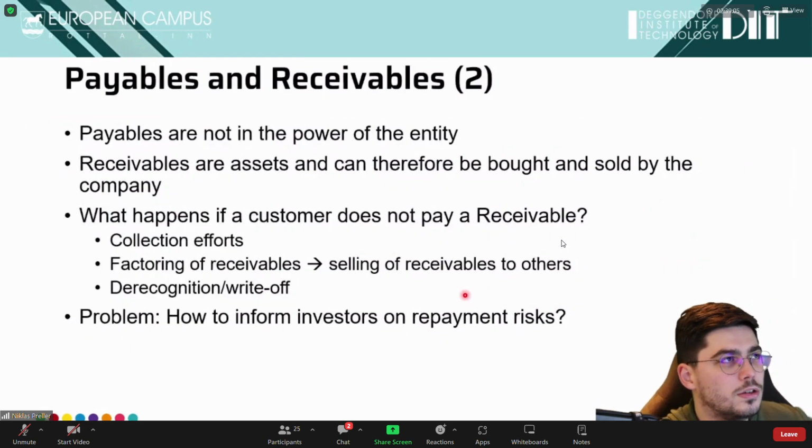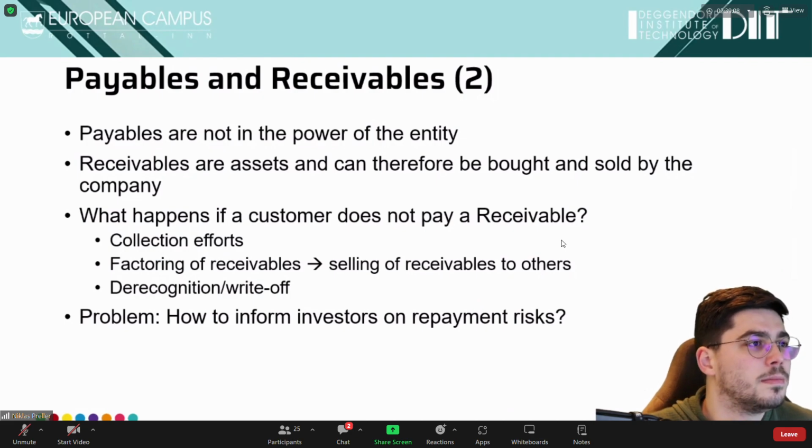So now let's go to payables and receivables. Oh, that's one too far.